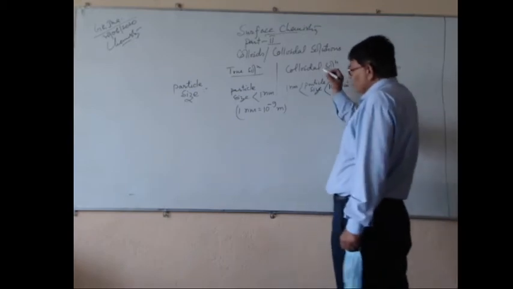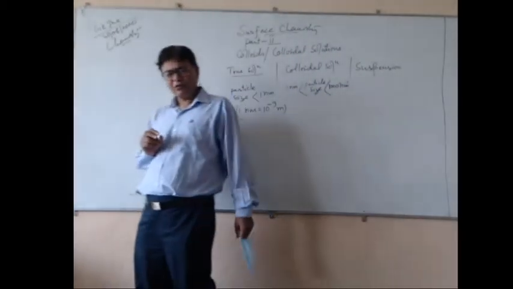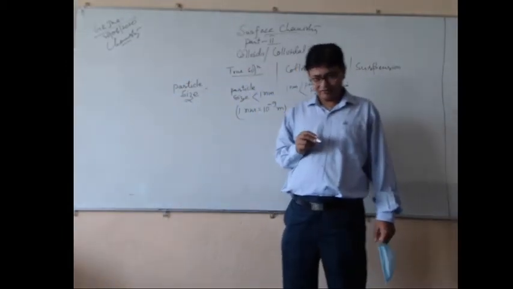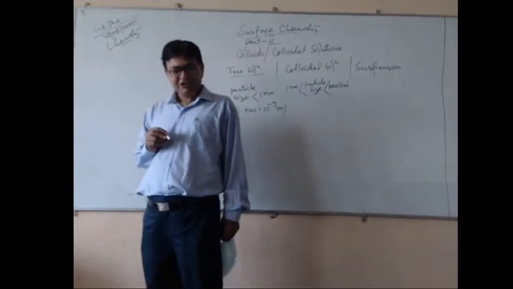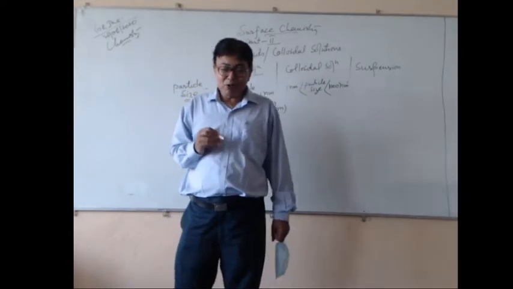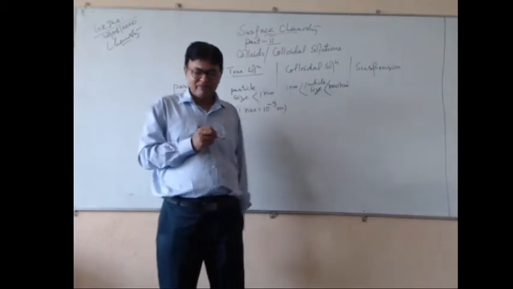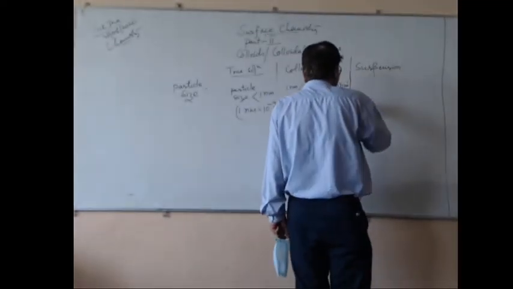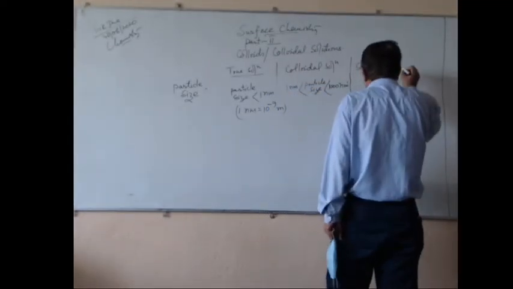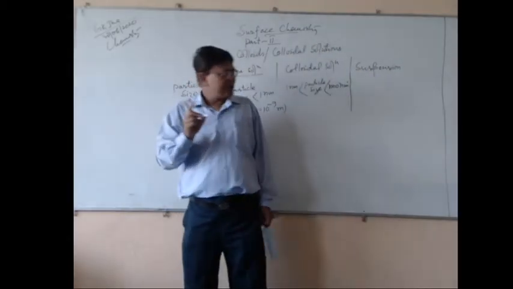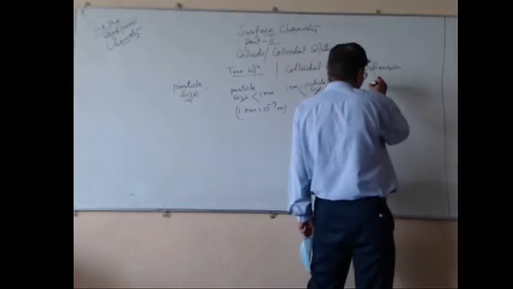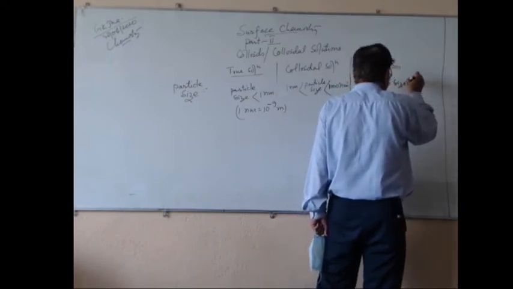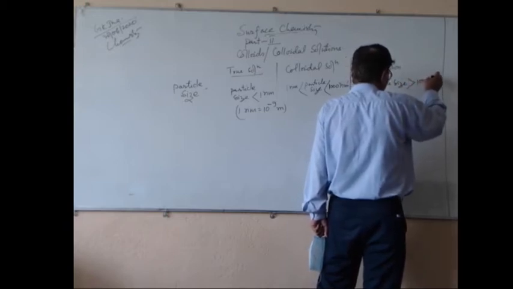Coming to examples of colloidal solution, we have several examples. Your blood is a colloidal solution. Milk is a colloidal solution. Shaving cream is a colloidal solution. Boot polish is a colloidal solution. Clear? There are several examples we will come across. Now we are coming to suspension. Suspension is also a kind of solution in which particle size is larger than 1000 nanometer.